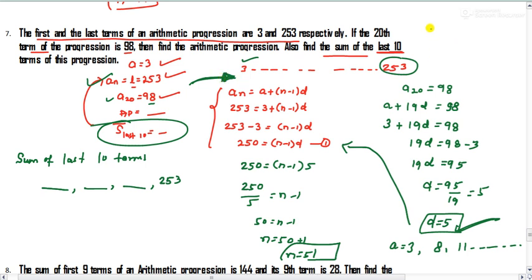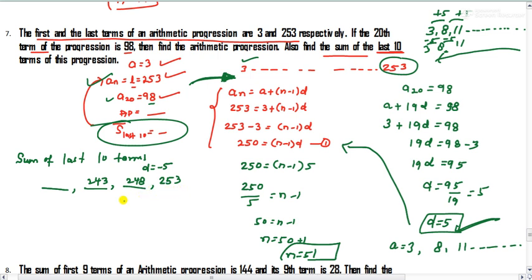Yes guys, see, we got the AP 3, 8, 11, and it goes on like this. So here 5 is increased in each step. But if I come in the opposite direction, for example 11, 8 and 3, so what will happen? 5 will get decreased, correct? So same thing happens here. d becomes minus 5 when you go in reverse direction. This will be 248. This will be 243. Are you getting me? So our first term for this is 253 and d is minus 5.